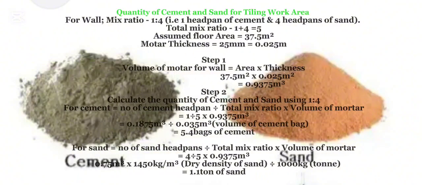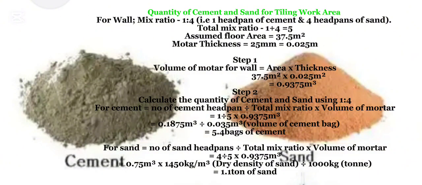Having done that, we will move on to knowing the quantity of cement and sand for a tiling work area for wall. Given our mix ratio to be 1:4, which means 1 earth-pan of cement and 4 earth-pans of sand, making our total mix 5. We assume our wall area to be 37.5 square meters and our mortar thickness to be 25 mm, and converting to meters, which gives us 0.025 meter, like we did for the floor.